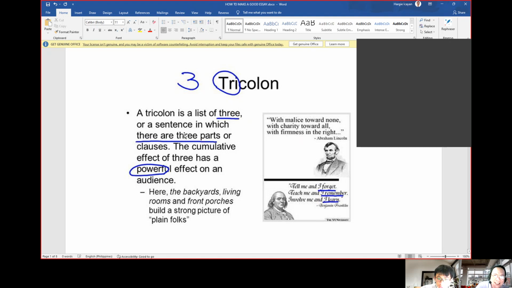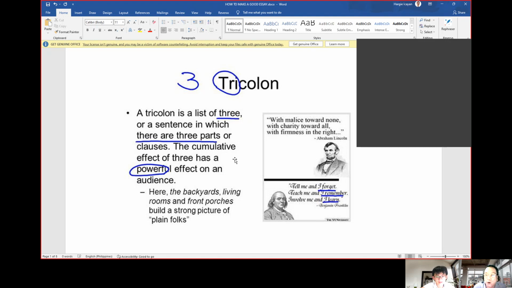And what is a tricolon? Again, it's a sentence in which there are three clauses. Clause number one, clause number two, and then there's another clause. When I say clauses, what does it mean? A clause is not a sentence, but it has words. It's a group of words, but it is not a complete sentence yet. It's just a part of the paragraph wherein it doesn't have a complete thought. That is a clause.